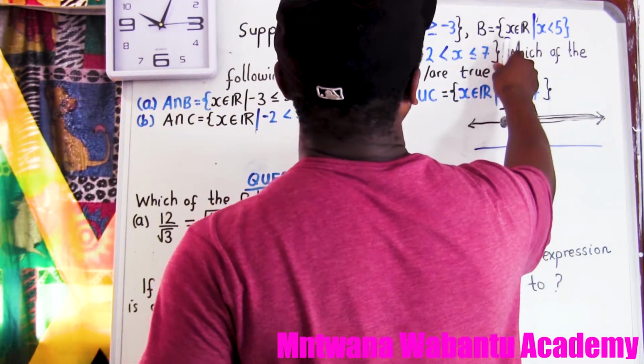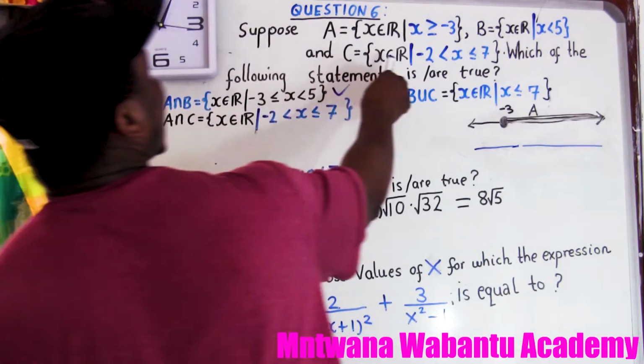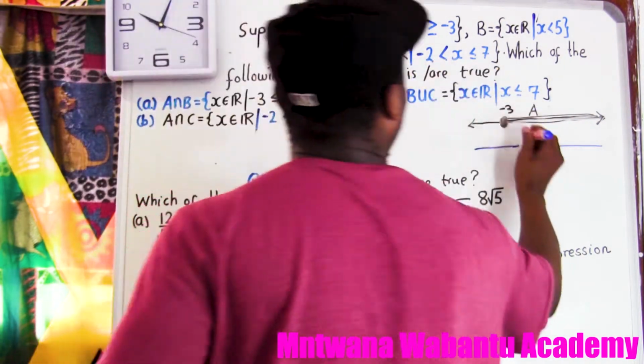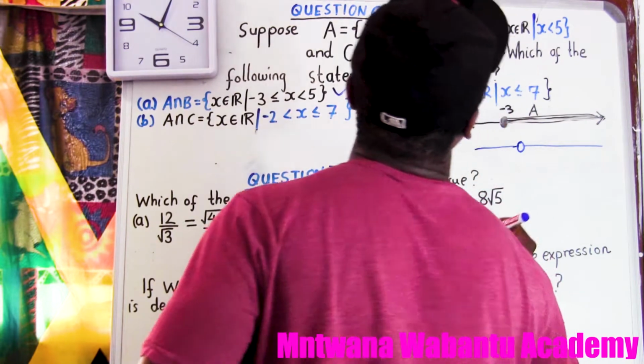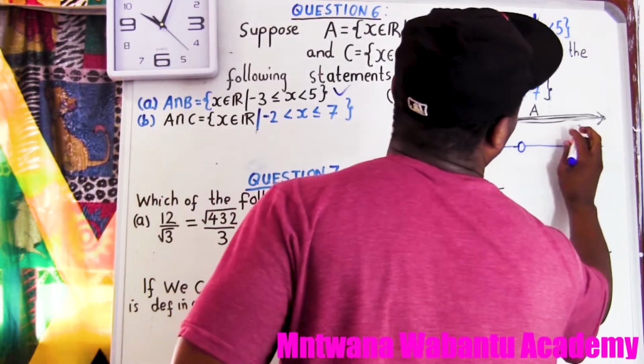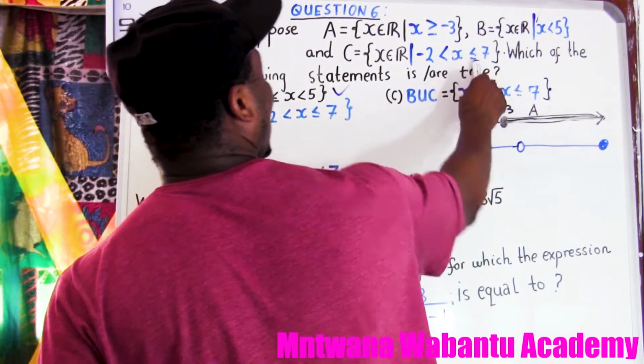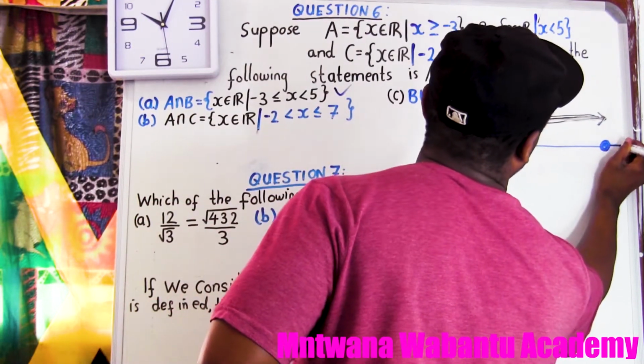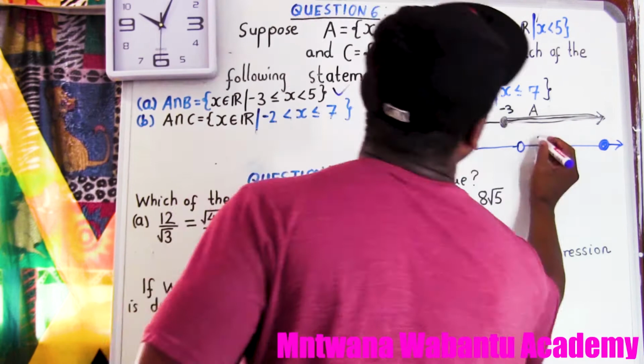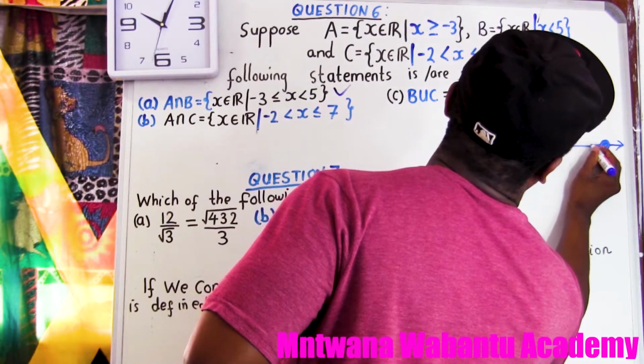A intersection C. C is excluding. Can you see? So -2 is excluding all the way to +7. Okay, 7, let's say, is here. But it's including. You see? This is including, so you put solid. So it's in between. So here, this is the area.